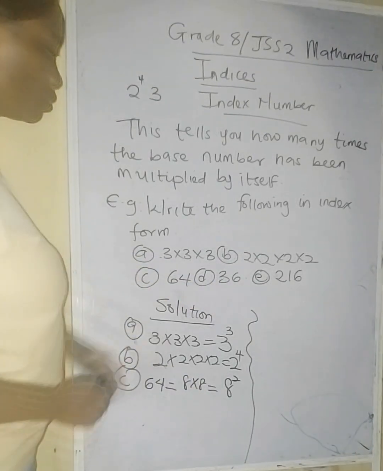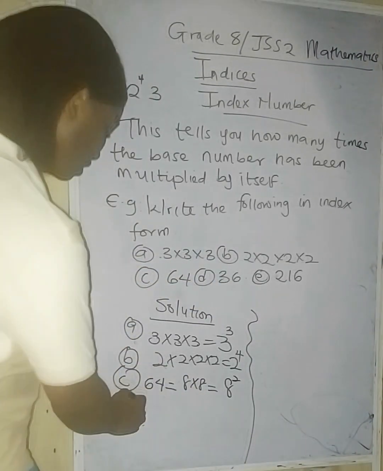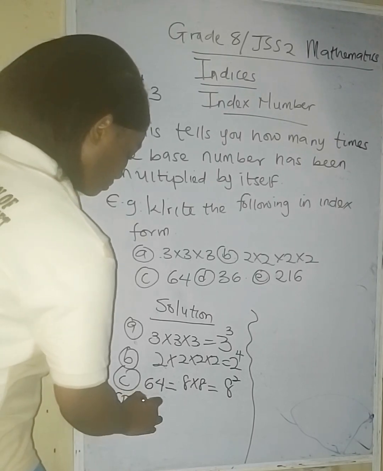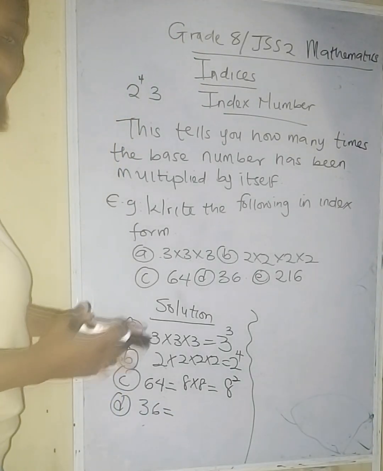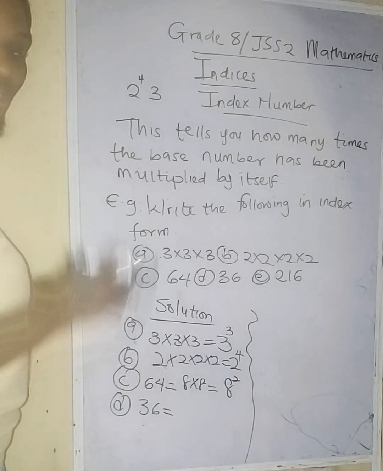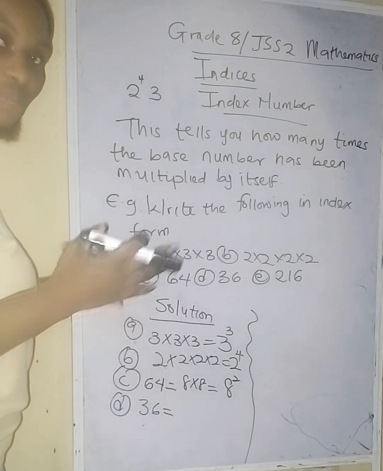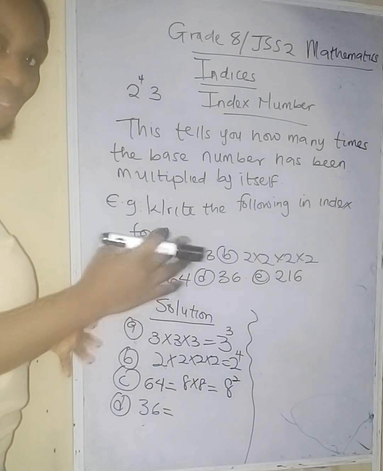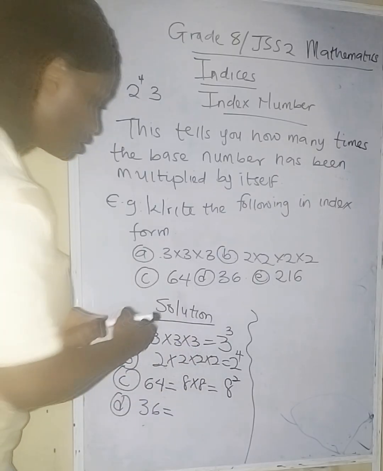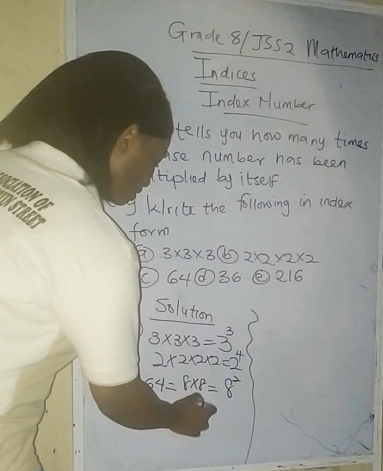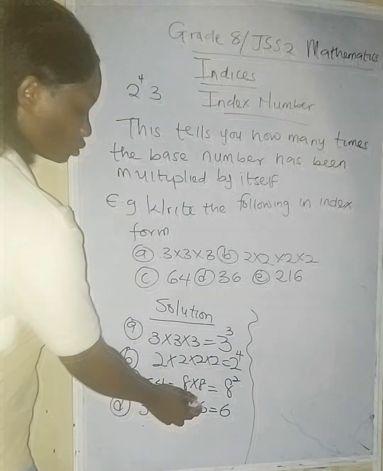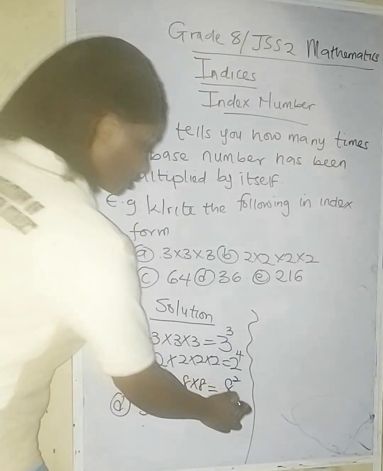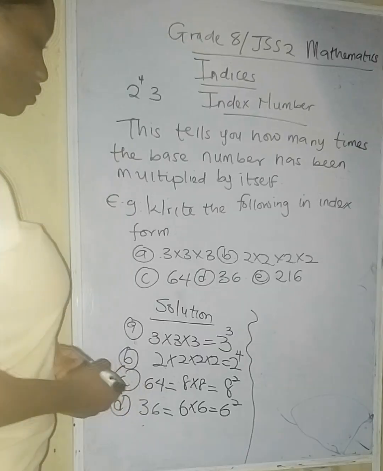So now let's go to 36. What can give us 36? 6 and 6, which is 6 times 6. When you multiply 6 and 6, you get 36. So now we have 6 times 6. So 6 raised to power how many times? 1, 2. It appears 2 times. That is 6 raised to power 2.